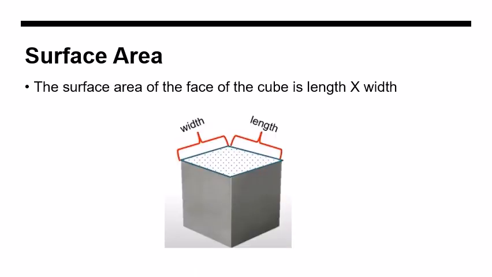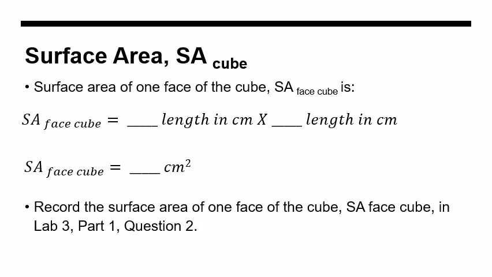The surface area of the face of the cube is length times width. But since each edge of the cube is the same length, it is essentially length times length for the surface area of a cube. The surface area of one face of the cube, abbreviated SA, is length in centimeters times length in centimeters. The unit of the surface area of one face of the cube is centimeters squared.